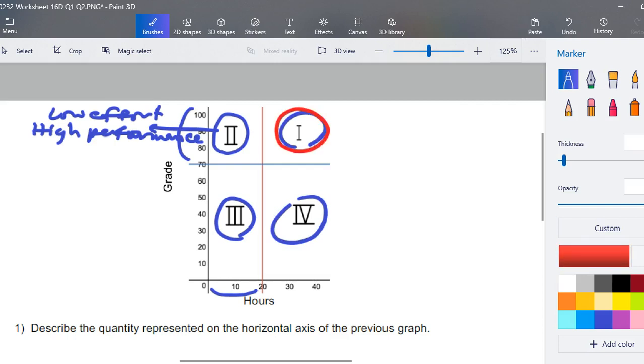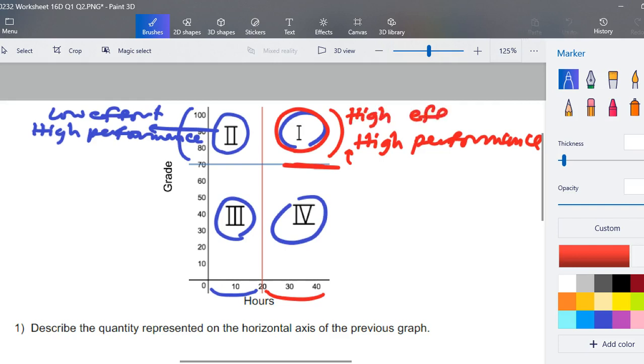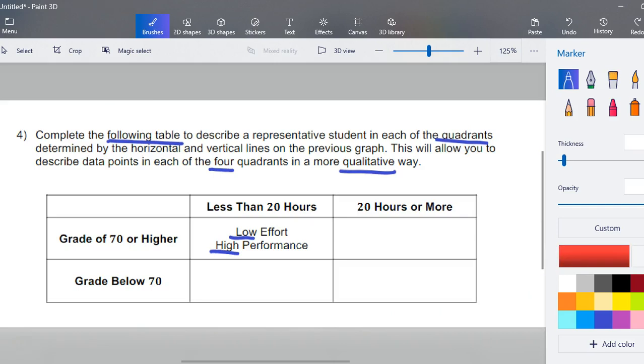So let's start here. This one is still a high performance. The grade is still up here. The grade is still 70 or higher. But it's also a student who put in 20 or more hours, so that is what we're going to call high effort. You can go ahead and add that to your chart. So right here, if the grade is 70 or higher and the study is 20 hours or more, we're going to call it high effort and high performance.